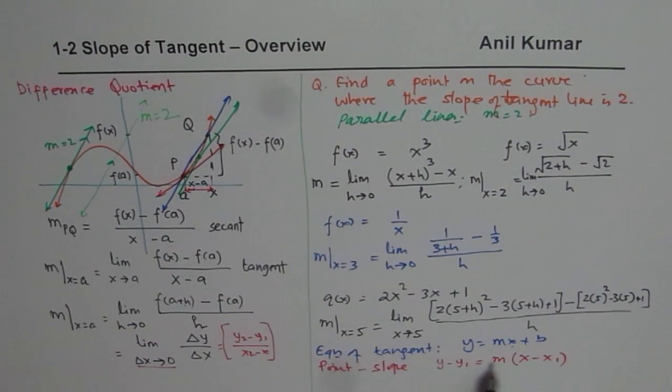I hope this overview gives you a good understanding of the whole chapter. I have provided you with a few links. You can check those links to see how exactly to solve these different forms of functions and get the slope of the tangent line, and at times find the equation of the tangent line, or even find a point on the curve where the slope of the tangent line is the same as given to us.